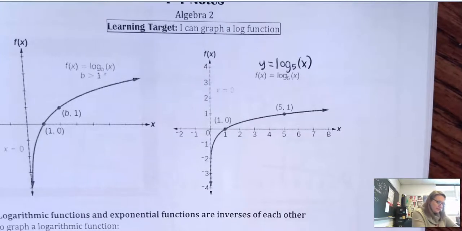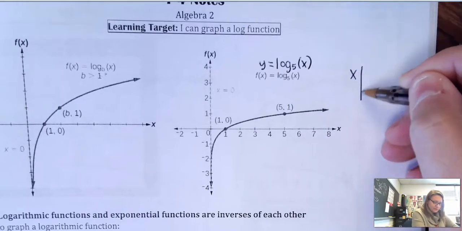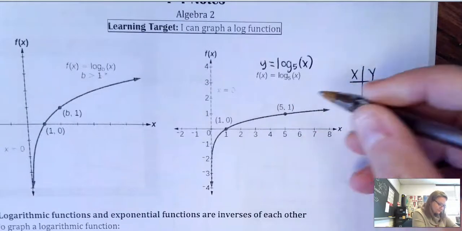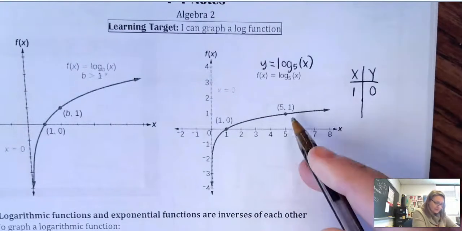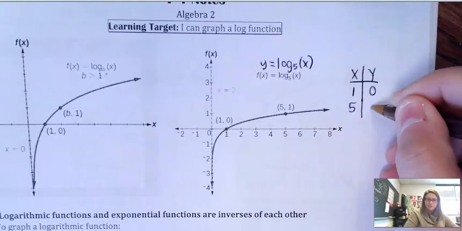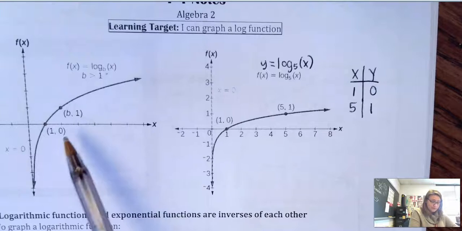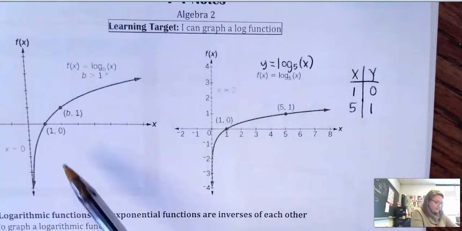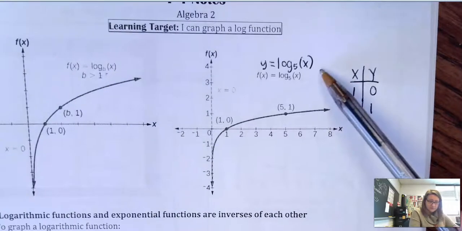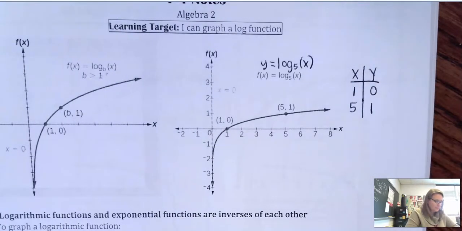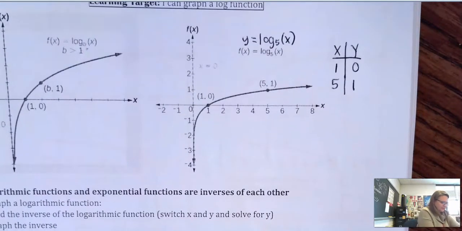So basically what's going on in this graph, I'm just going to make a little tiny table. Here are the 2 points that they have marked on the graph. If the x value is 1, the y value is 0. And if the x value is 5, the y value is 1. That corresponds to this graph over here, where it says we have the point 1, 0, which we do here. And over here it says the base, the little subscript, comma 1. In my example, the little subscript is 5, and 1 is the corresponding point that goes with it.